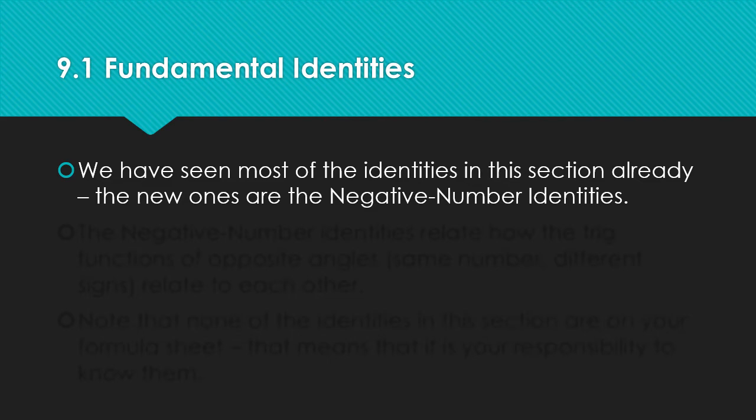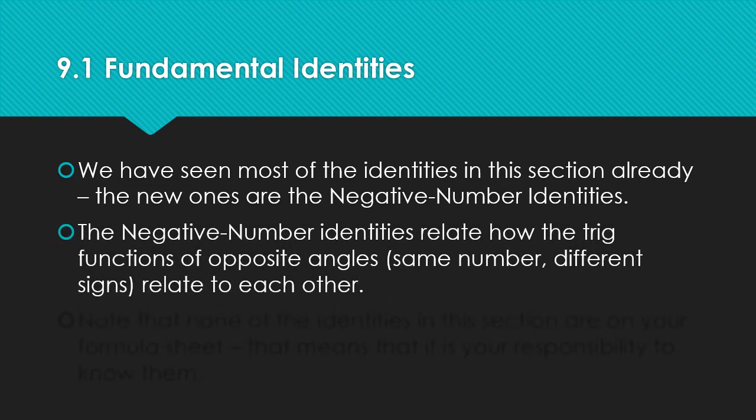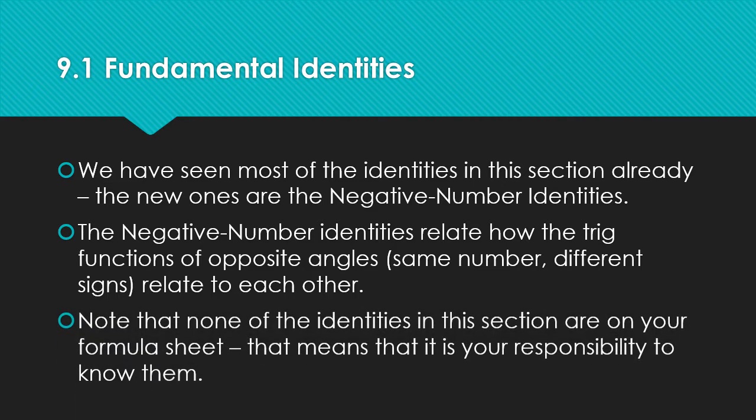The new ones that you haven't seen are called the negative number identities, and these relate how the trig functions of opposite angles relate to each other. In other words, how does the sine of an angle like 30 degrees relate to the sine of negative 30 degrees? How does the cosine of 52 degrees relate to the cosine of negative 52 degrees? So we're going to look at those relationships.